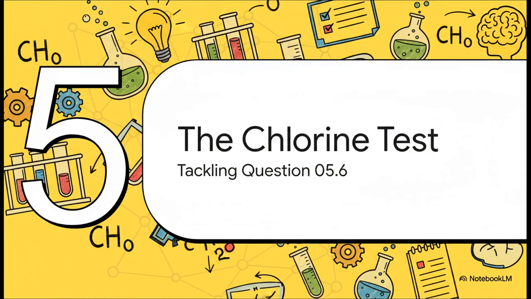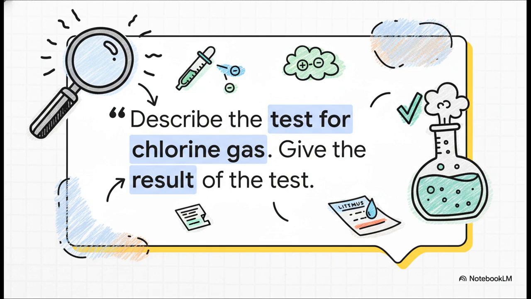All right, for the last part of this question, we're looking at a standard chemical test. This is one of those things you just have to know, plain and simple, a straight-up recall question. Now, look closely at how it's phrased. Describe the test and give the result. Those are two separate commands. That's your signal that you need to give two separate pieces of information to get the 2 marks.